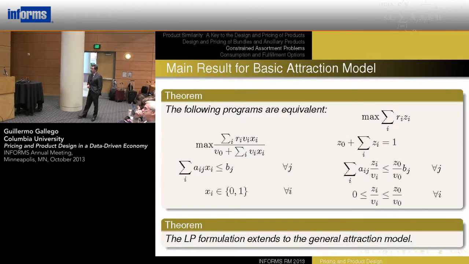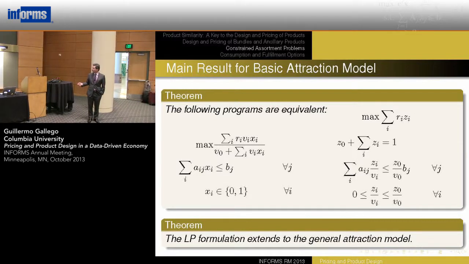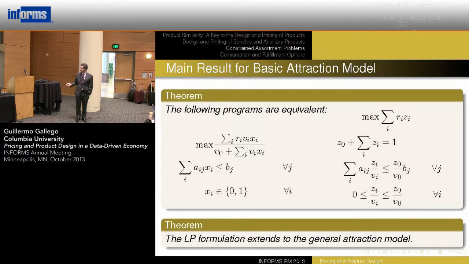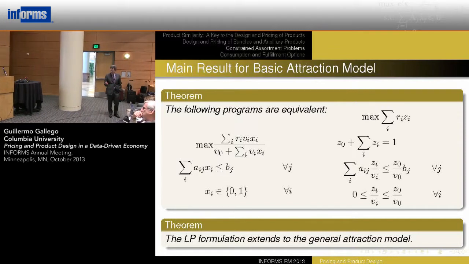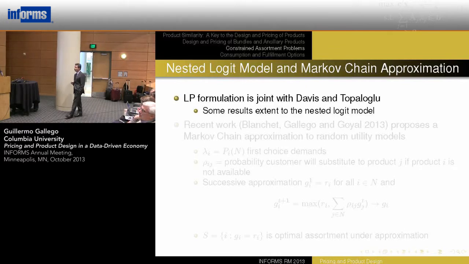So what we can do with this is that we can solve these problems via linear programs. So the original problems are really fractional programs with binary constraints, which look hard. And the theorem is that these problems can be transformed into this linear program right here, as long as the constraints are totally unimodular. And this LP formulation that I've provided you for the basic attraction model also works for this more general attraction model that I just described with the shadow alternatives. In addition to this, first let me say this LP formulation is joint work with Davis and Topaloglu at Cornell. And some of these results extend to the nested logit model, also work with Zim.